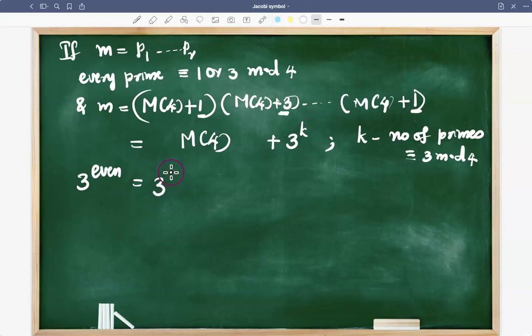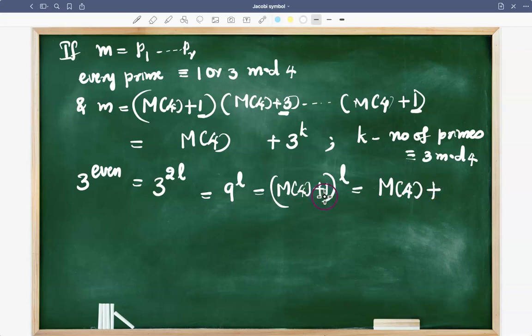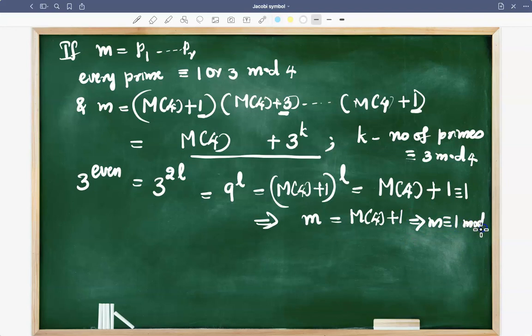Then we can express the exponent as, say, 2l. Then we can express this as 9 raised to l, and 9 is in fact a multiple of 4 plus 1, raised to l. When we expand this using the binomial theorem, we can see that all the terms other than the last term will contain a multiple of 4. And the last term will be 1 raised to l, which is 1 itself. So in this case, that is when k is even, this product will be a multiple of 4 plus 1, since 3 raised to k is congruent to 1 in this case, and so m is congruent to 1 modulo 4 in this case.